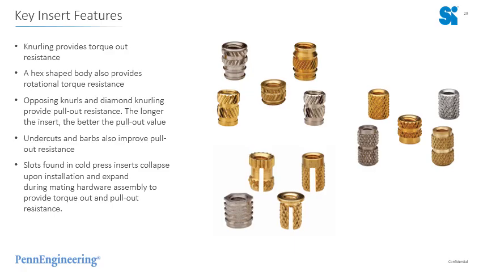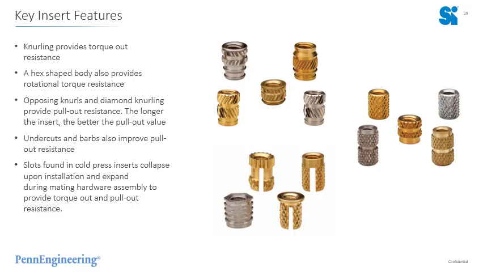Key insert features. If you look at the images on this screen, you'll see that they all have different knurls and undercuts and shapes and sizes. There is a rhyme and reason as to why each specific knurl pattern and design is allocated towards a specific installation method. This knurling is going to provide you with improved torque-out performance, while undercuts are usually going to help with your pullout. Again, the longer the insert, the better the pullout value, and the wider the diameter, the better the torque-out values.